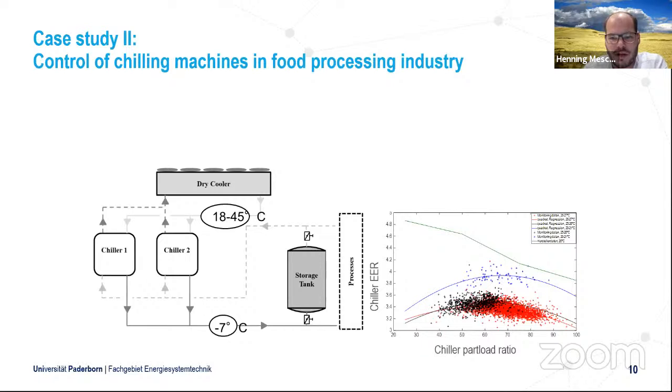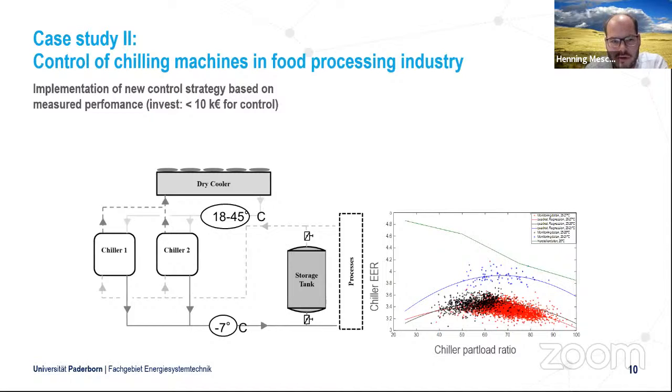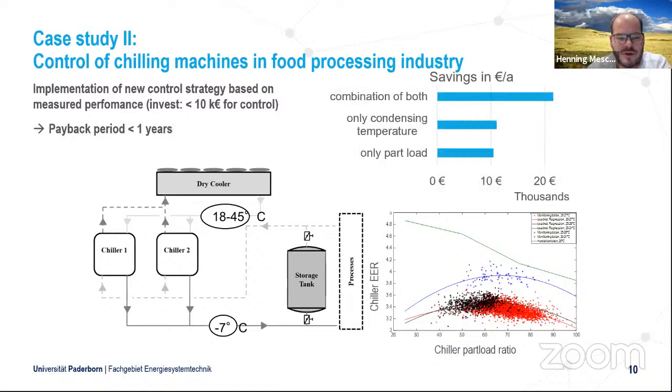Yeah, and the idea was that we have to measure the data, and then we can decide which chiller is the most efficient in that situation. So we use a smart control to choose the right chiller for the right situation. The investment was below 10,000 euros for the control, and you see that we have a very short payback period of 1 year, and can save a lot of money, up to 20,000 euros if we implement all the things. And the only thing was that we have to measure the data of the chiller and then set up the right control.